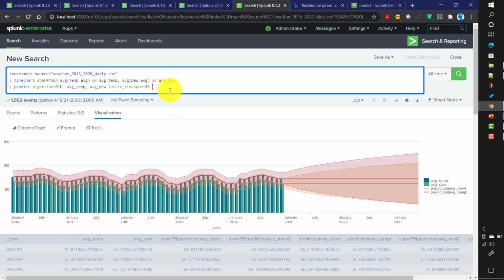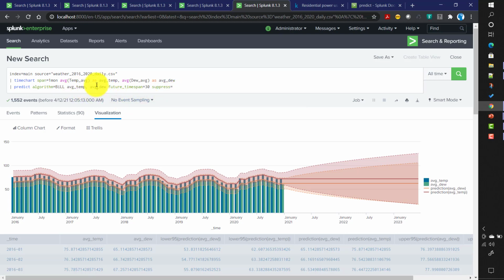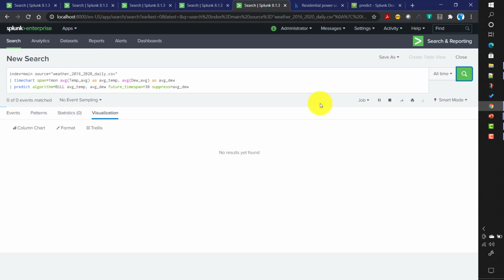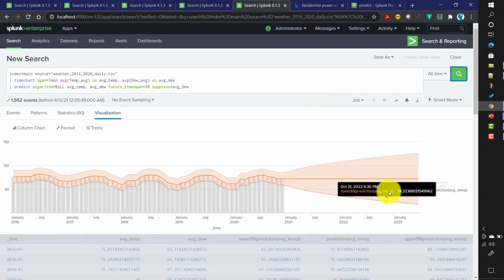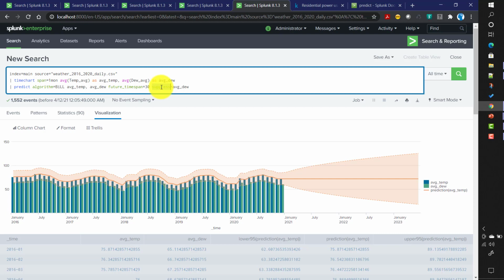Now here is one input you can use called suppress. If you are predicting so many time series, and for easy viewing you want to omit or not display some of them, you can use suppress. Let's say I do not want to see the average dew, I just want to see the average temperature. I can use suppress to suppress all the calculations related to the dew. If you see, currently it is only showing the prediction for the average temperature. Okay, so that is the suppress input.